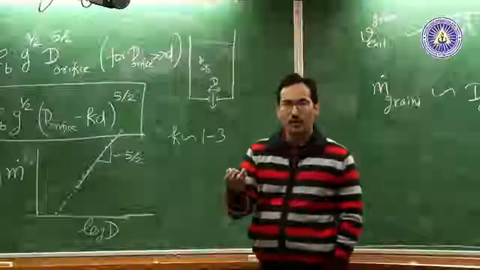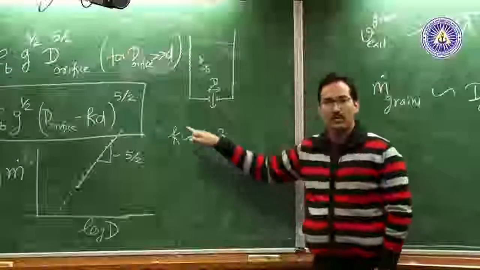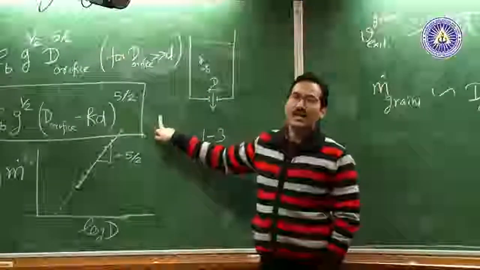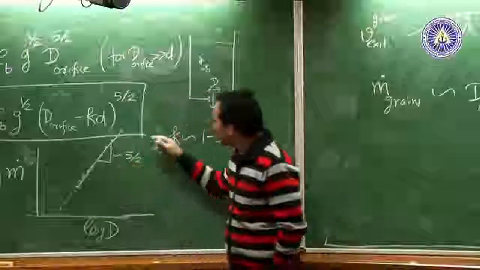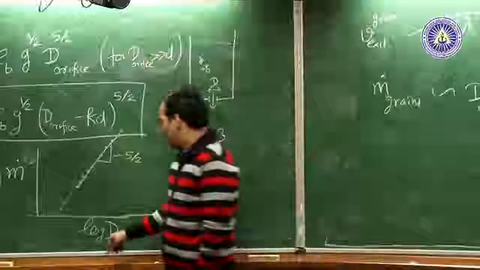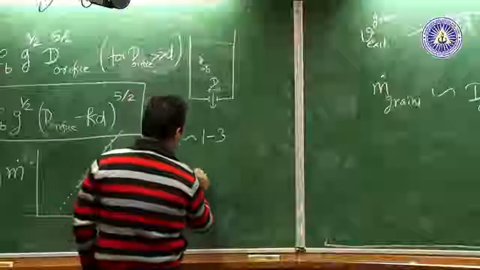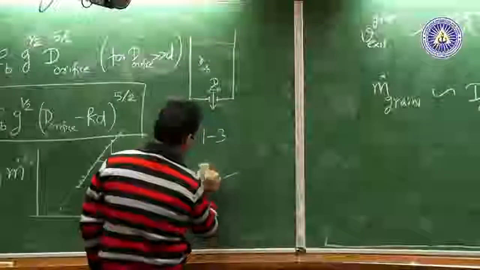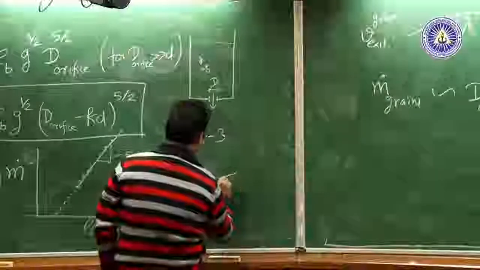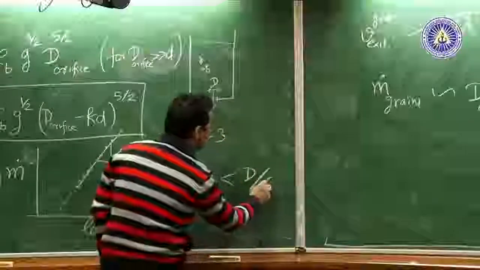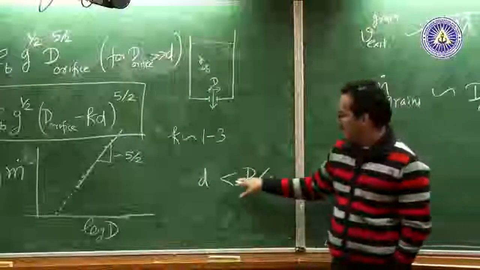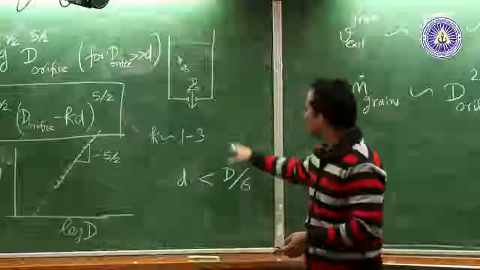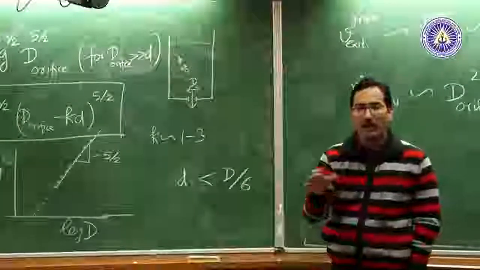So K less than 1, of course you can't flow, but K greater than 1 is what is repeatedly observed. You're not really hitting all this limit, you're not really going to this 3D. So this relation is valid only for a grain diameter that should be less than 1/6 of the orifice diameter. If you have grains which are more than 1/6 of the orifice diameter, you get jamming or intermittent flow.